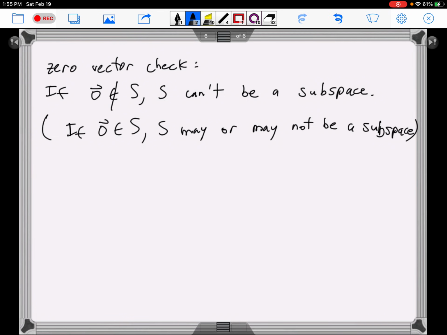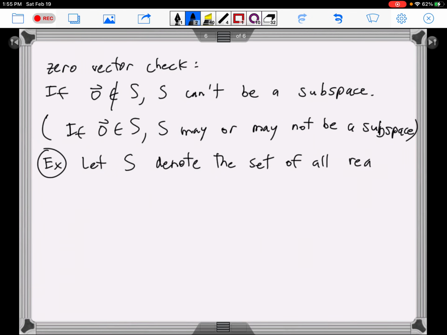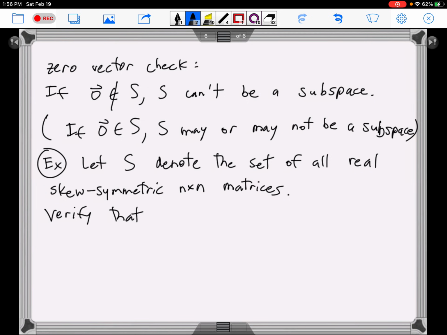All right, so let's try another example here of showing that something is a subspace. So, example. Let S denote the set of all real skew-symmetric n by n matrices. Verify that S, which is contained in there, is a subspace.